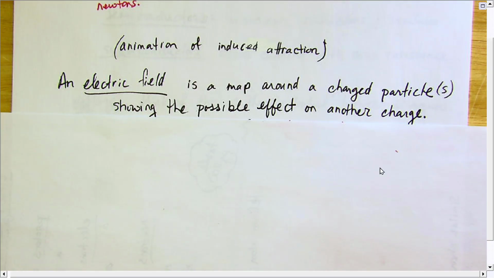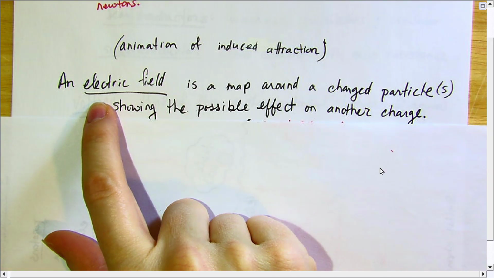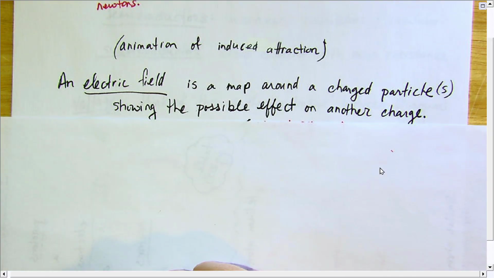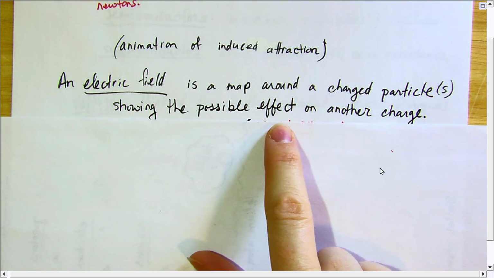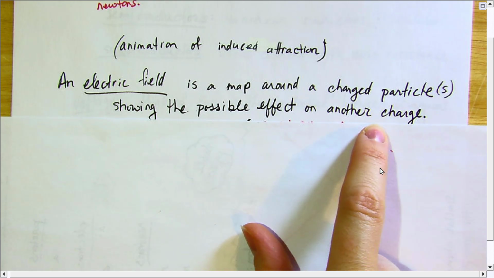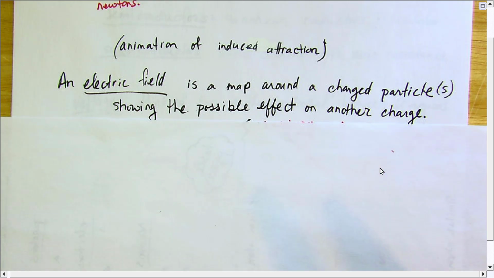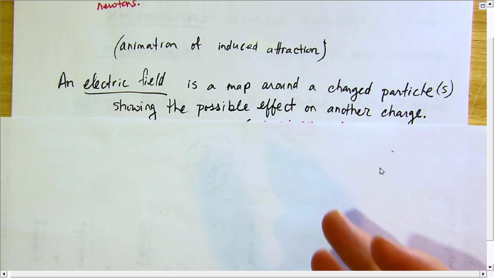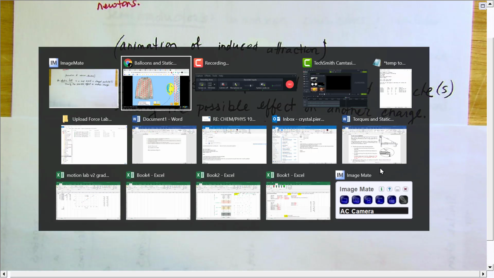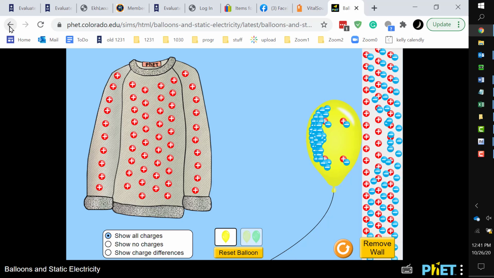The idea of an electric field can be really confusing, especially since everybody describes it in a slightly different way. I'm going to try to give it to you my way, which I think might be the least confusing way. But if you find another analogy or description, that's fine. So my description is that an electric field is a map around some charged particles, maybe one, maybe several of them, showing the possible effect on another charge. Maybe there isn't another charge there yet, but if you were to bring one in, what would happen to it? So I'll do another PhET animation.